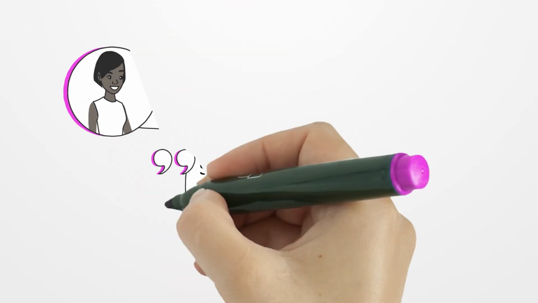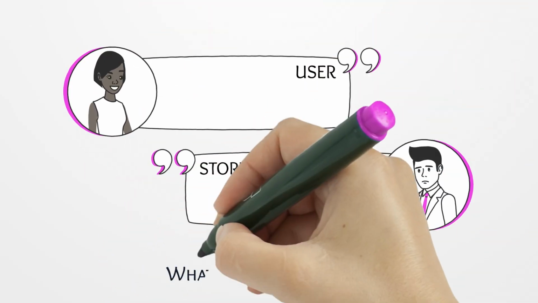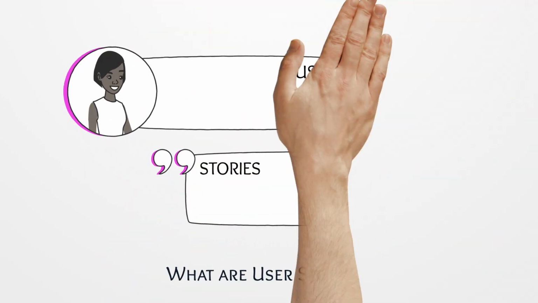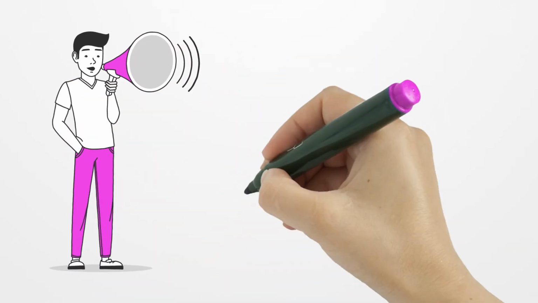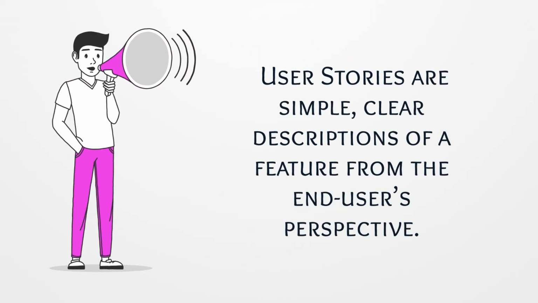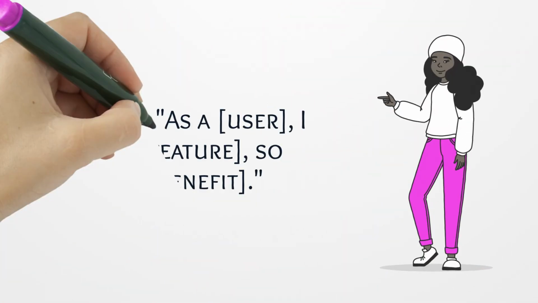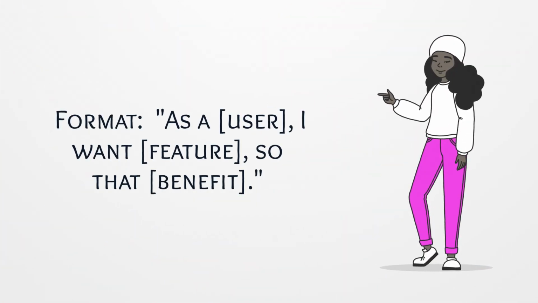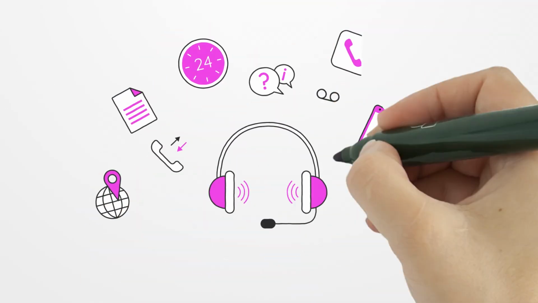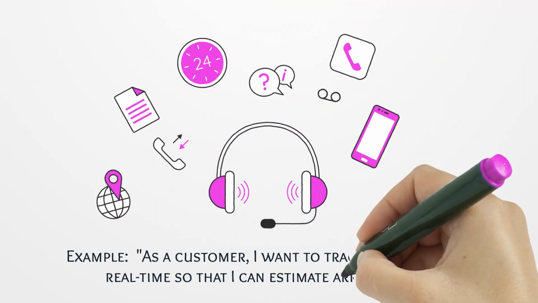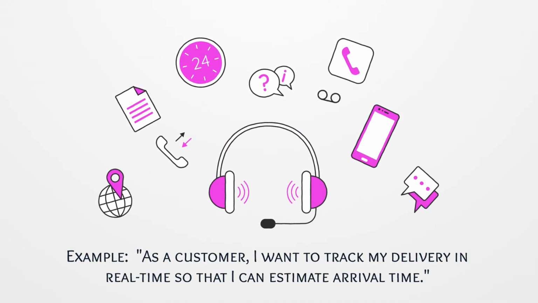Three, what are user stories? User stories are simple, clear descriptions of a feature from the end user's perspective. Format: As a user, I want a feature so that benefit. Example: As a customer, I want to track my delivery in real time so that I can estimate arrival time.